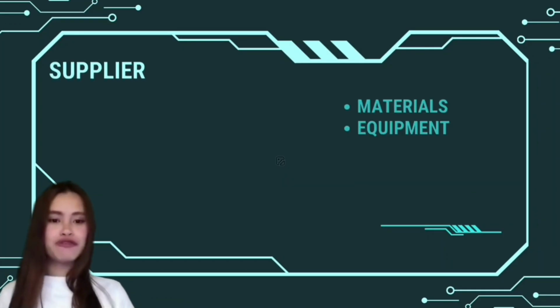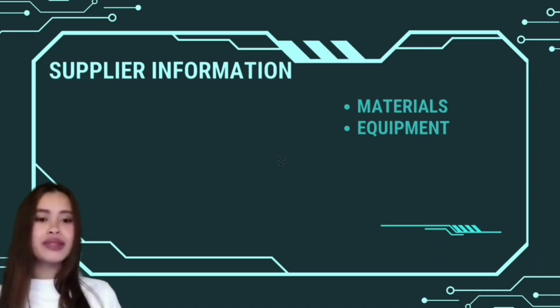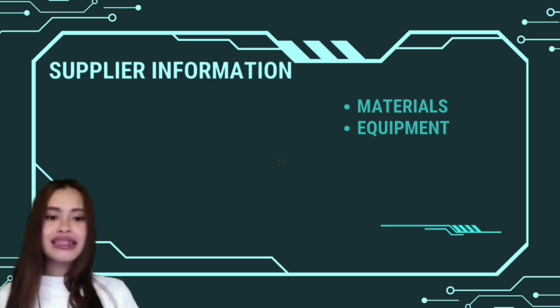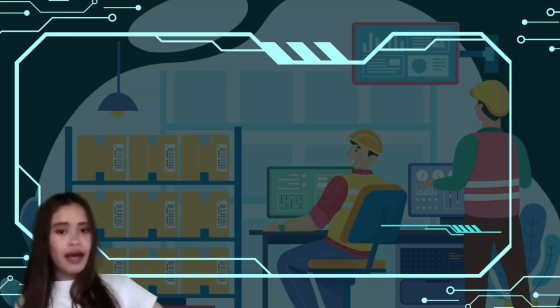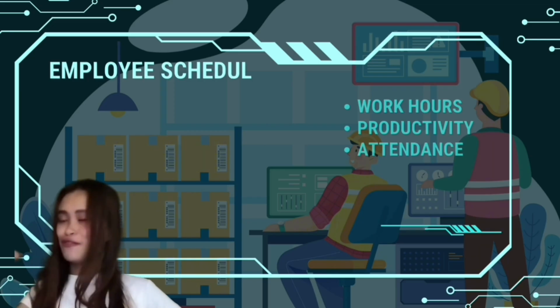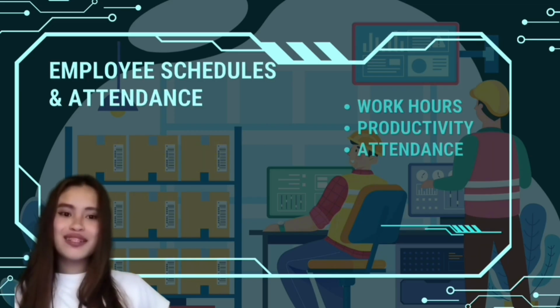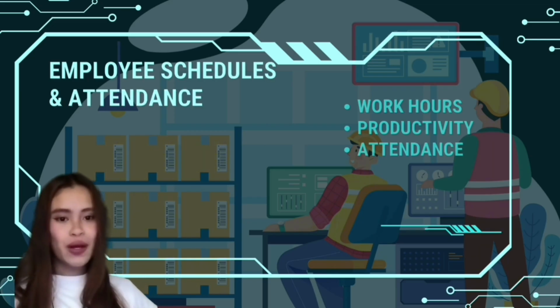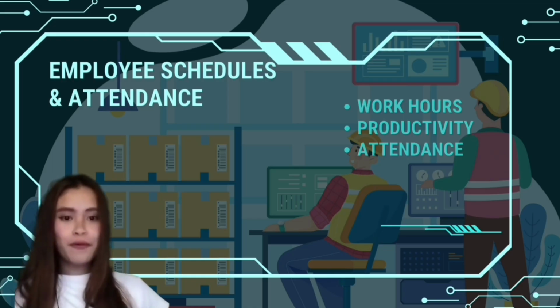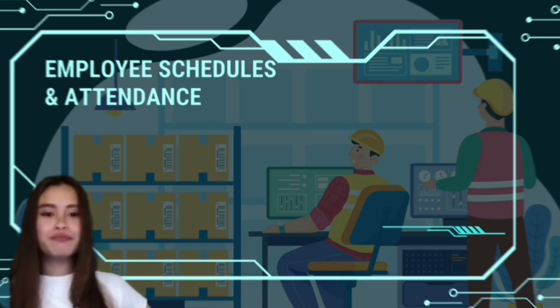We also have the supplier information, which contains details of the suppliers, including the materials and equipment, employee schedules, and the performance logs, of course. This is considered an optional feature source that will track staff work hours, productivity, and attendance.